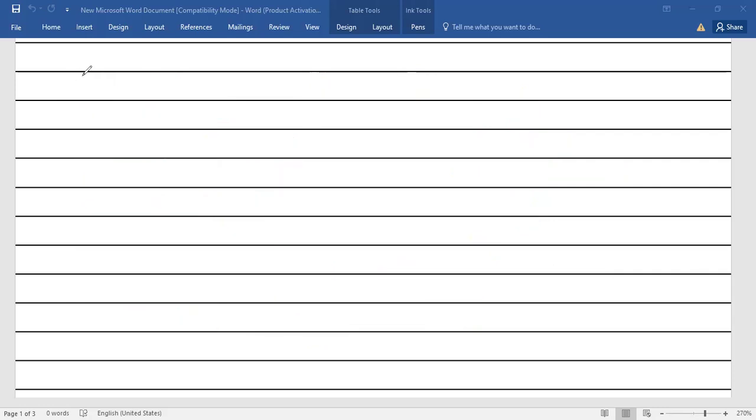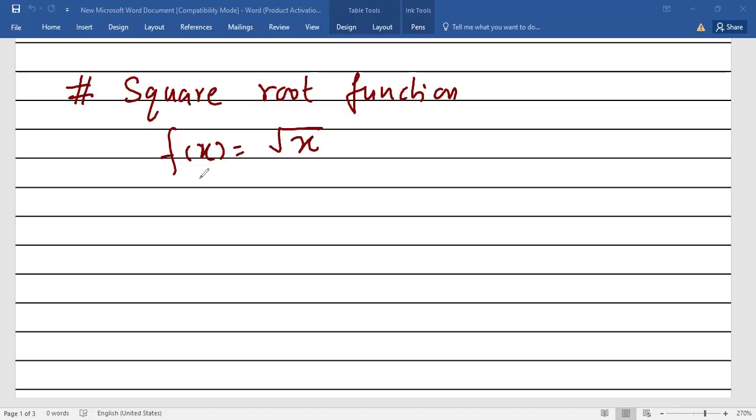Now we will see another parent function, the square root function. So f(x) is equal to root x. This is the square root function. But here remember that we have to fix the domain, because as a whole, if you draw this graph, just f(x) is equal to root x, if you plot it, can you tell me what is the approximate graph you are getting?